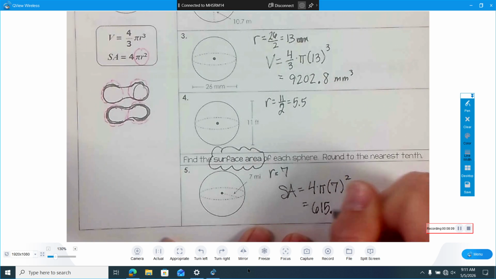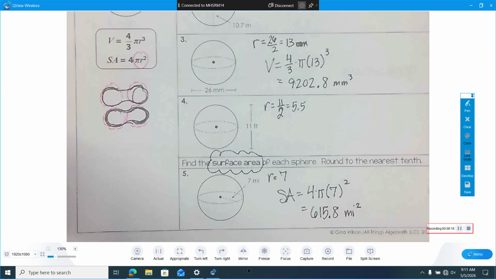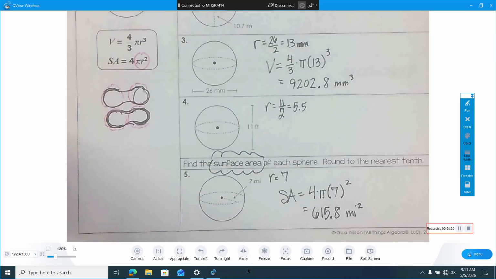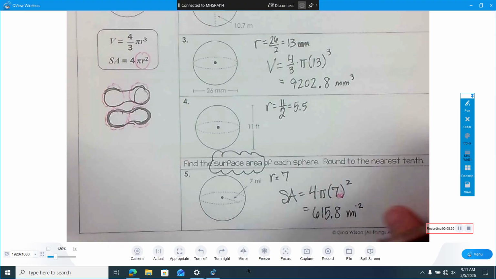Good. 615.8, and this is miles squared. And again, you can see it right here. Why is it miles squared? Because it was 7 miles to the second power. So that's miles times miles, which is miles squared. Good so far? Formula is so easy. All right, turn the page.